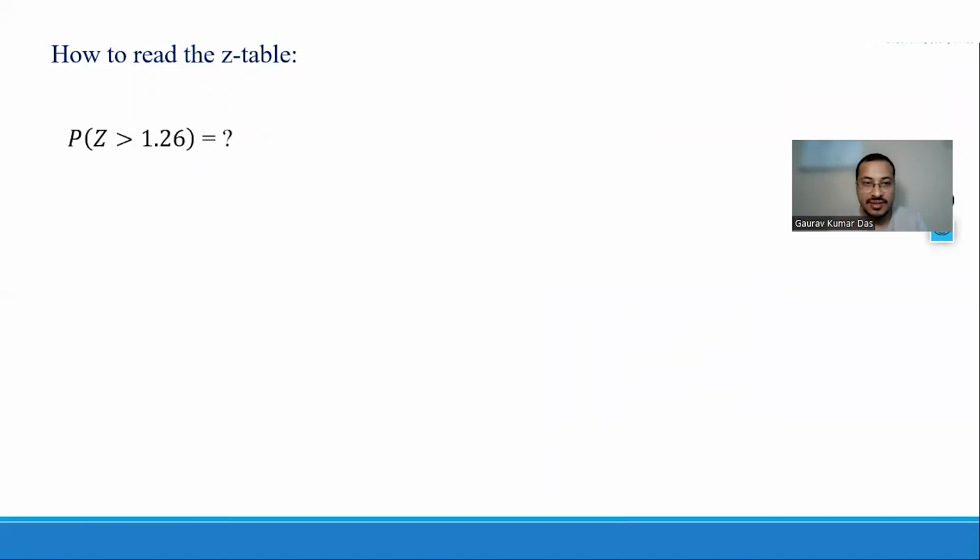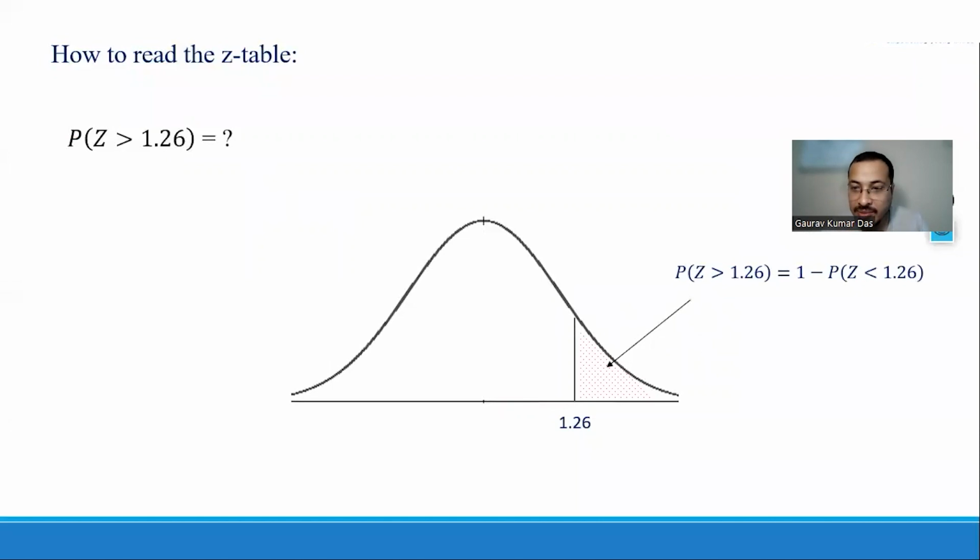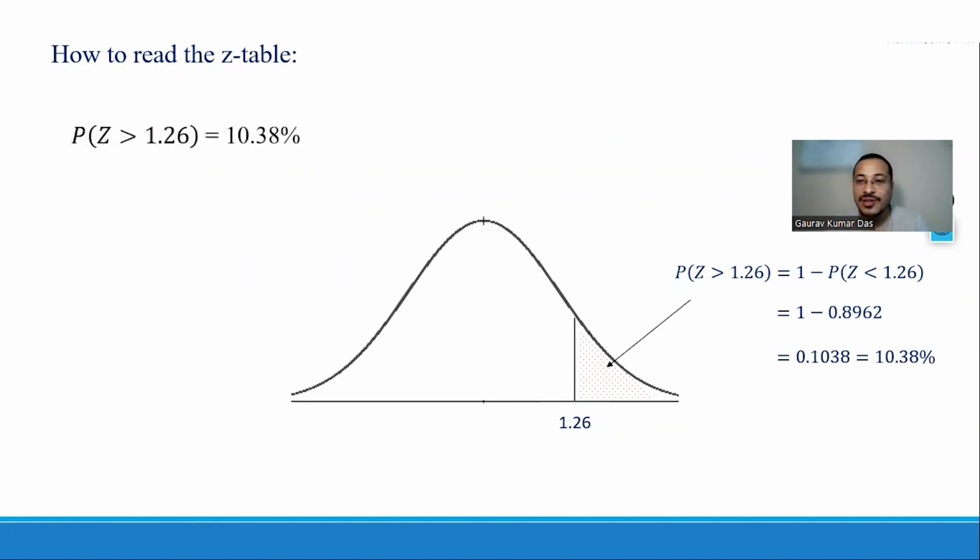So what we have here, finally, we calculate the P of Z greater than 1.26 as equal to 1 minus P of Z less than 1.26. So P of Z less than 1.26 we have already calculated, which is around 0.8962. We subtract it from 1 to get 0.1038, which is roughly equal to 10.38%. So the probability of Z greater than 1.26 is equal to 10.38%.